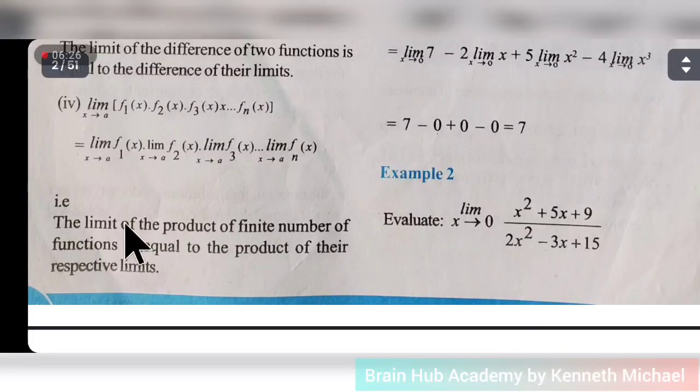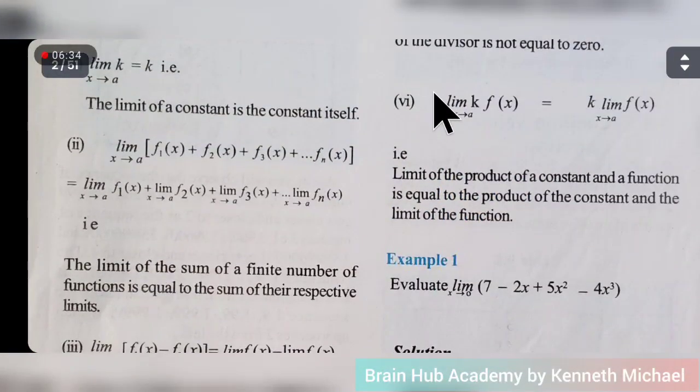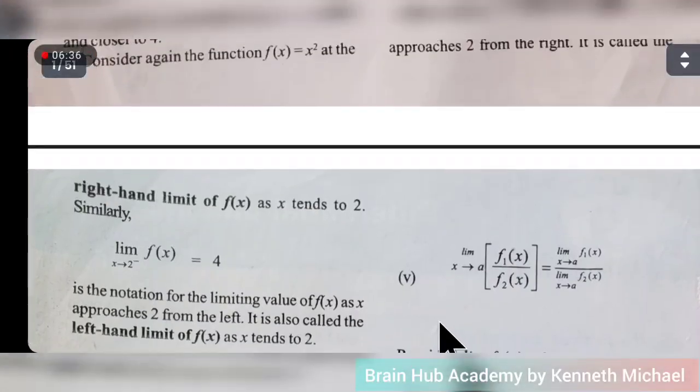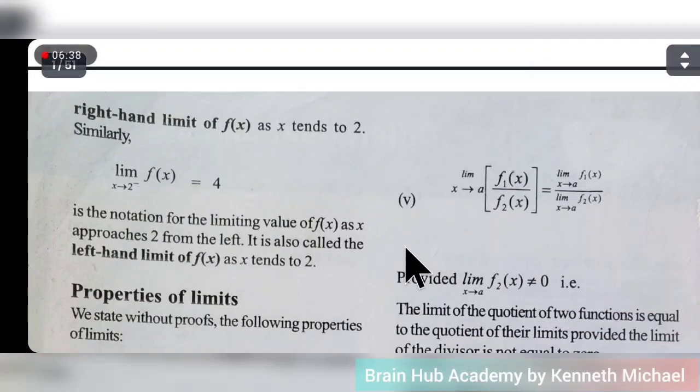So the limit of the product of a finite number of functions is equal to the product of their respective limits, as I've explained before. So the property continues. Now, property number 5. Let's look at it for division.